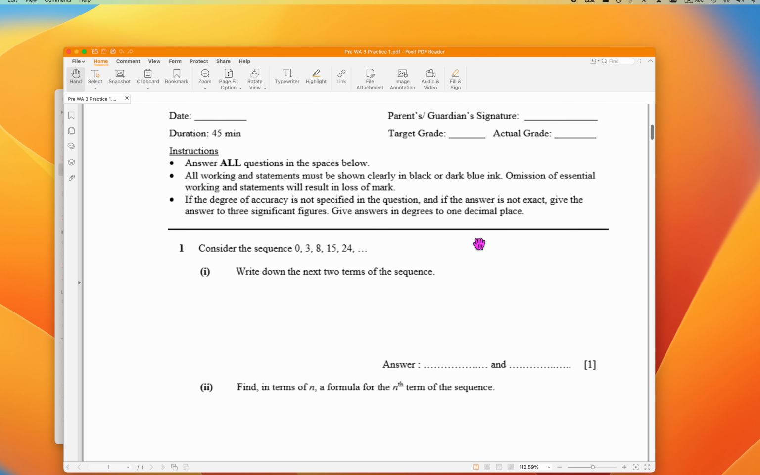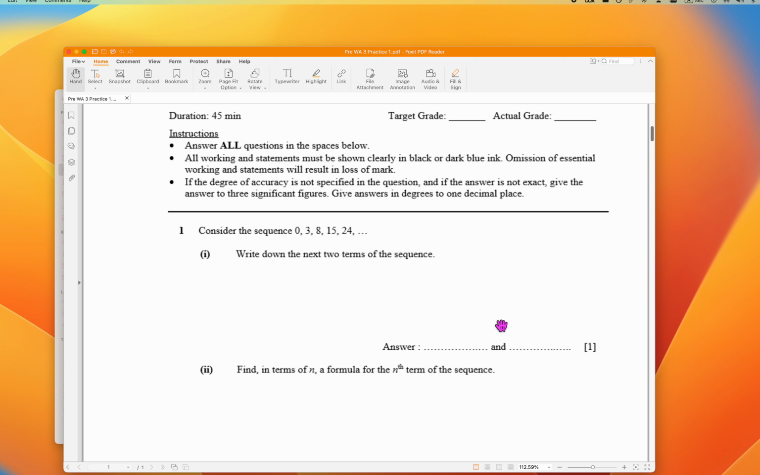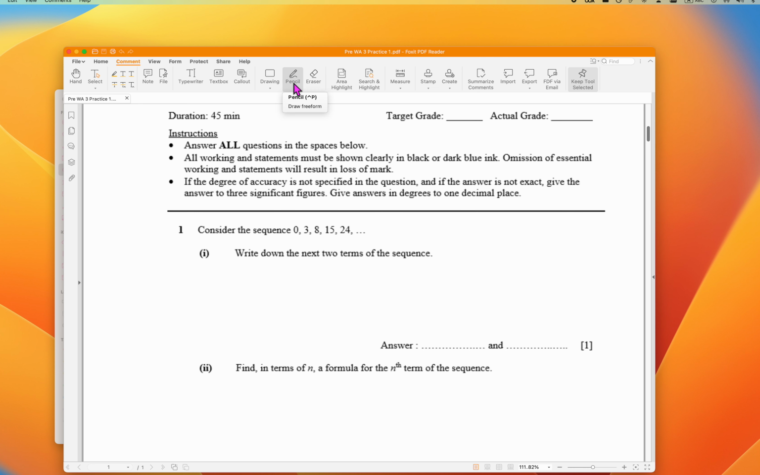So consider the sequences. For this sequence, there is a formula we often use for our normal number sequence. What's the formula? First number plus difference times n minus 1. Very good.